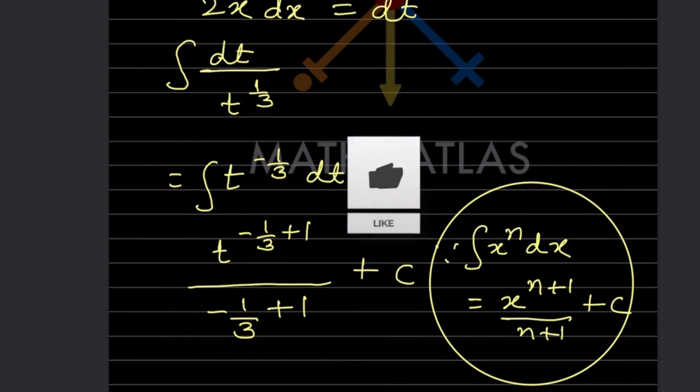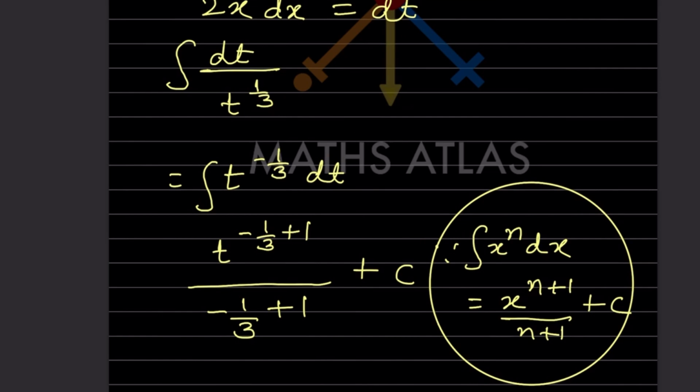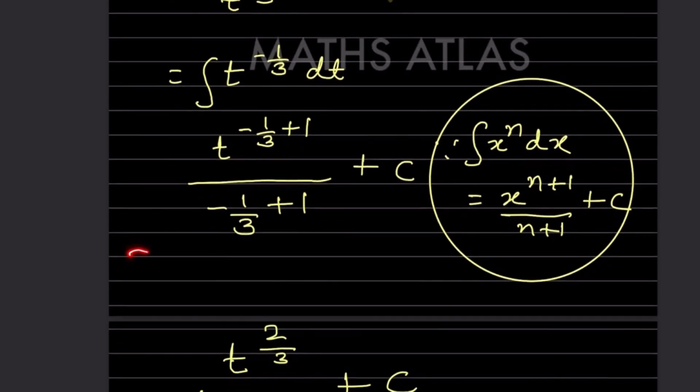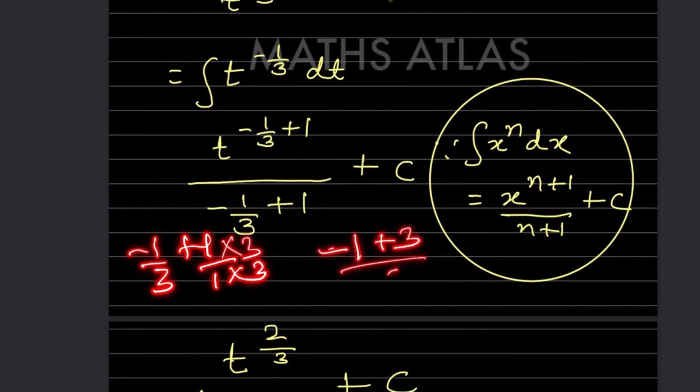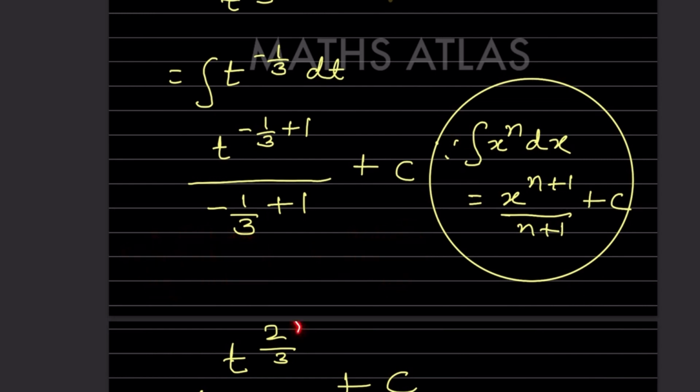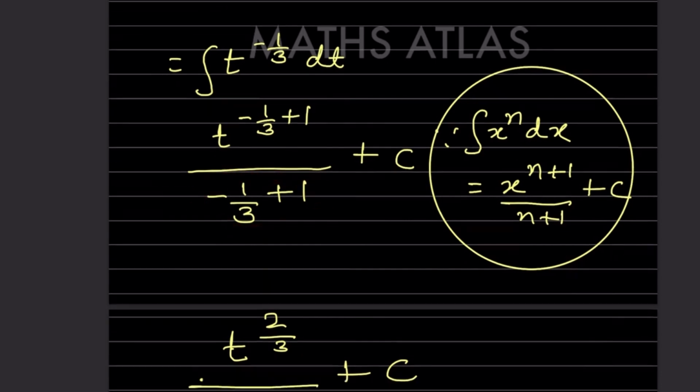So that will be what? Again we'll use the same formula that we used in the previous problem. That is x raised to n plus 1 divided by n plus 1 plus c. So what is here? This n, you have to add 1 to it. So now what do we get here? Minus 1 by 3 plus 1. We'll take the LCM of this one. So the LCM is 3. So that will be minus 1 plus 3 by 3. That will be 2 by 3. So the negative sign is gone. That is 2 by 3 over here, and again in the denominator also you will get 2 by 3 plus c.